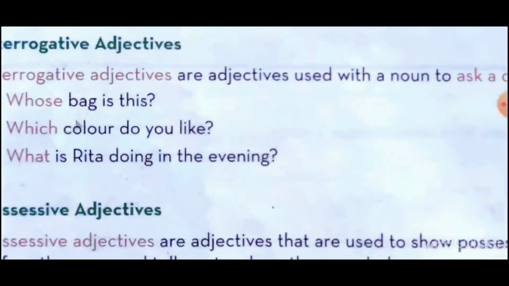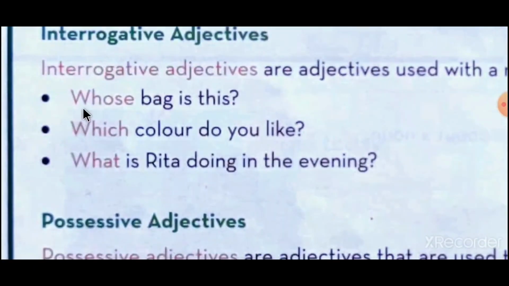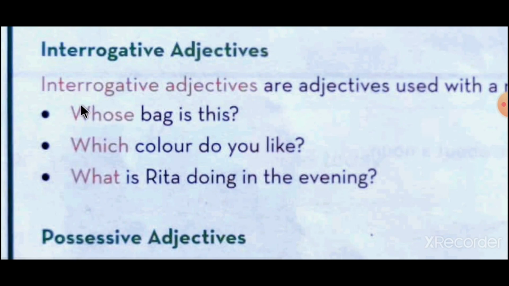Few examples are here. The examples are: Whose bag is this? Which color do you like? And the last one: What is Rita doing in the evening? So here whose, which and what, these three are called interrogative adjectives. Okay, they ask the questions in a different manner. Whose, then which and what. So students, these are the examples of interrogative adjectives.